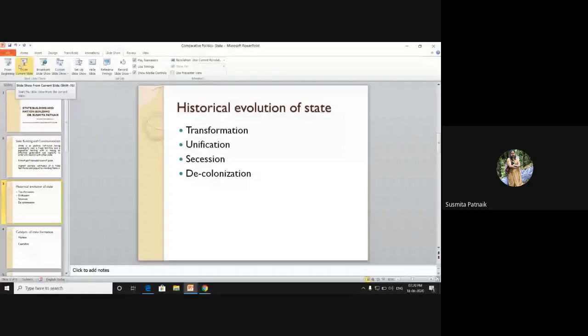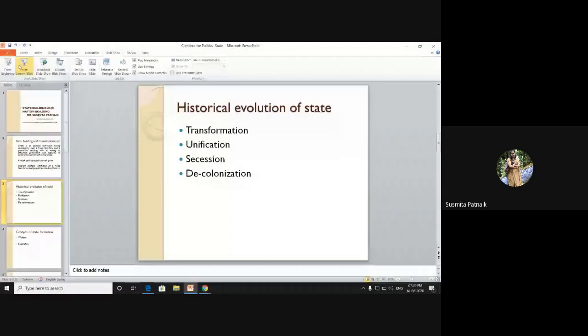So here in the historical evolutions of the state, we have covered the origins of the state, where the state has evolved. The state is an institution which has evolved by four processes: transformations, unifications, cessions, and decolonizations. So the first thing is the transformations. What do you mean by the transformations?